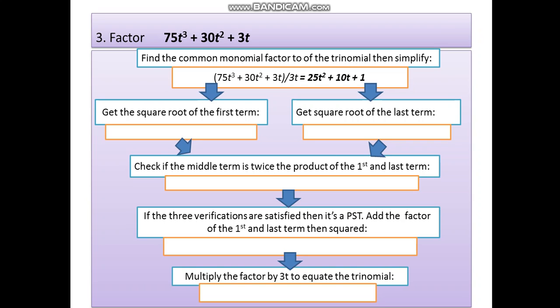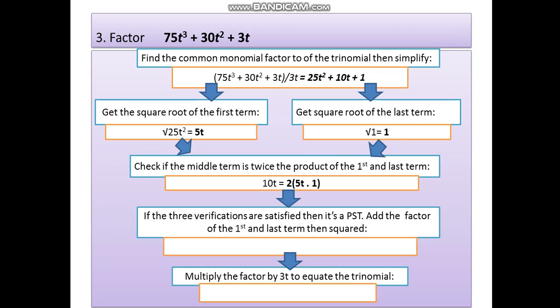So let's verify if it is a perfect square trinomial. Let us get the square root of the first term. The square root of 25t squared is 5t. Then get the square root of the last term. The square root of 1 is also 1. Check if the middle term is twice the product of the first and the last. So 5t times 1 times 2 is 10t, which is correct.